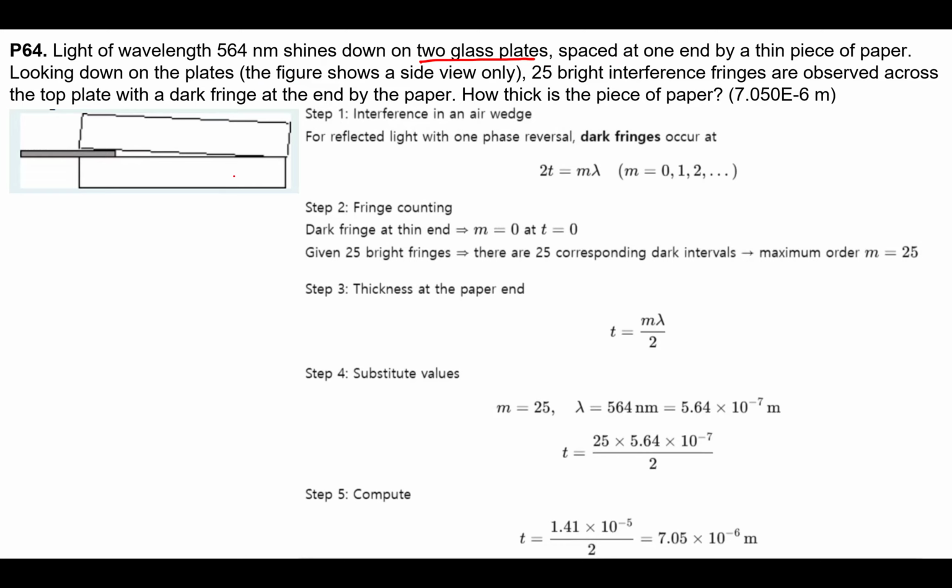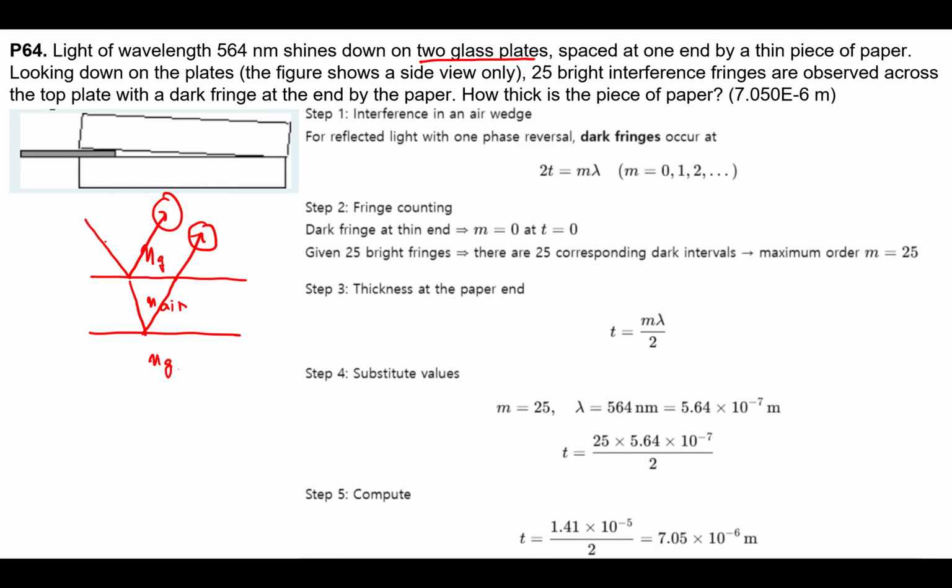So now it's time to think about this once again. So you have n glass, n air, and then once again n glass. Okay, so what's going to happen here is that we are going to consider the first reflections, then this one. So we are going to talk about the interference between these two beams.